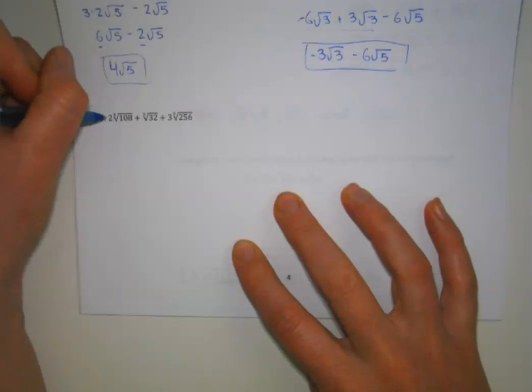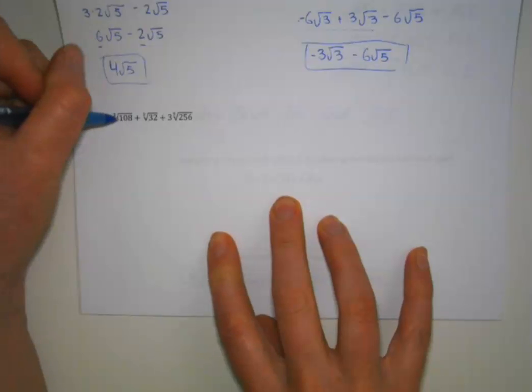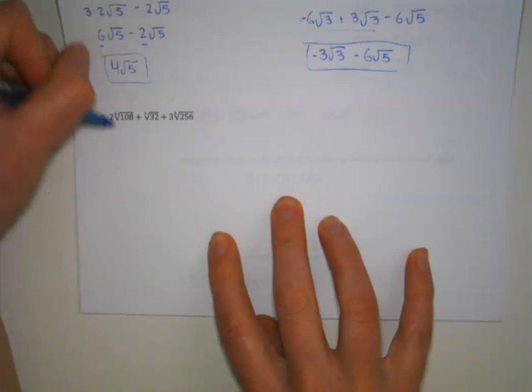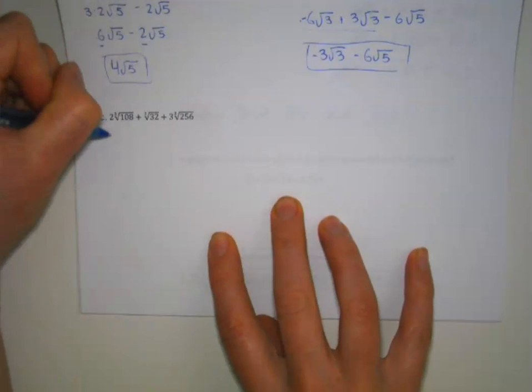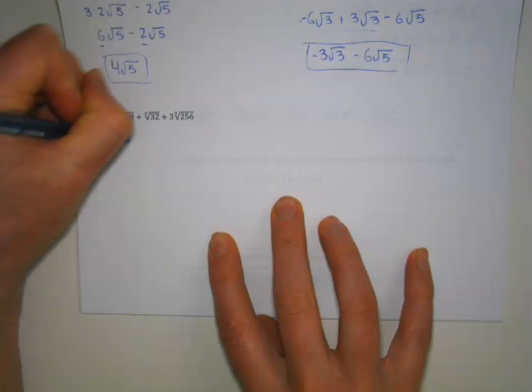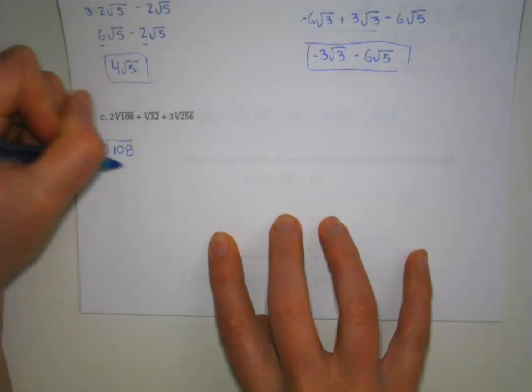Last one here, we have several cube root terms to combine. So let's go ahead and factor those first, because some of these are pretty big. So I'm just going to do that separately, not combined like I did in the previous one, because that could get a bit confusing. So we want to do 2 cube root 108. What can we factor down from 108?